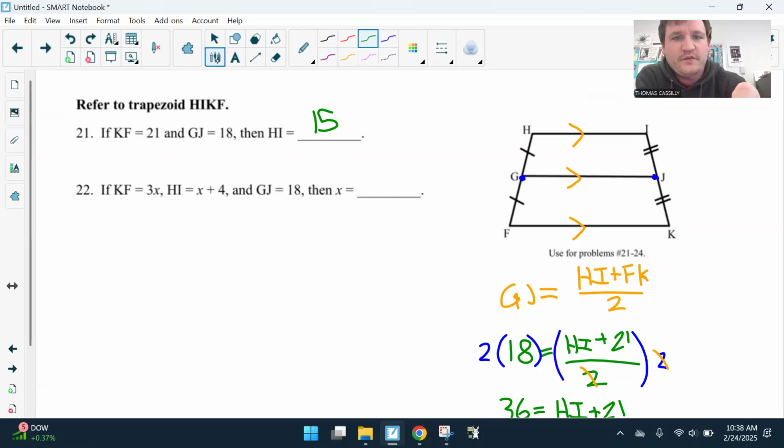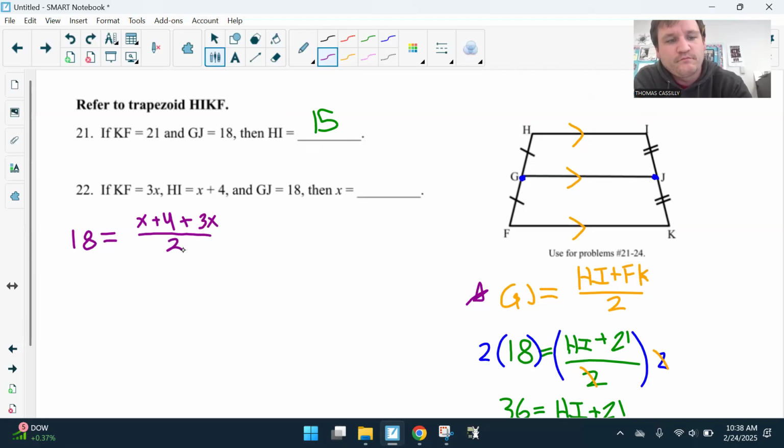Now the next one, unfortunately, just a little bit more groundwork. So I'm going to use this equation again. It's going to hold true still. So KF, HI, and GJ. I'm just plugging it all into the same spot. 18 equals HI, so that's x plus 4, plus KF. Remember, KF and FK are the same thing. It's 3x.